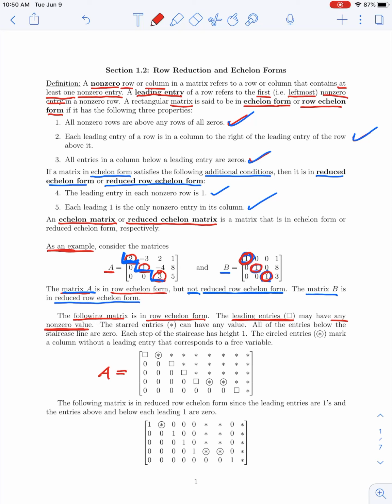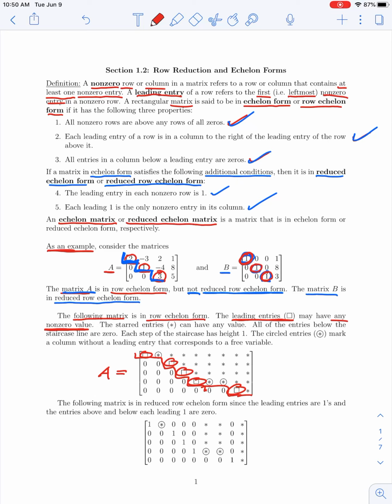And we see that these leading entries in each row, that is the first non-zero entry in our row, sort of form this staircase or step pattern. So here every leading entry is in a column to the right of the leading entry in the row before it, because it does form this sort of staircase pattern.